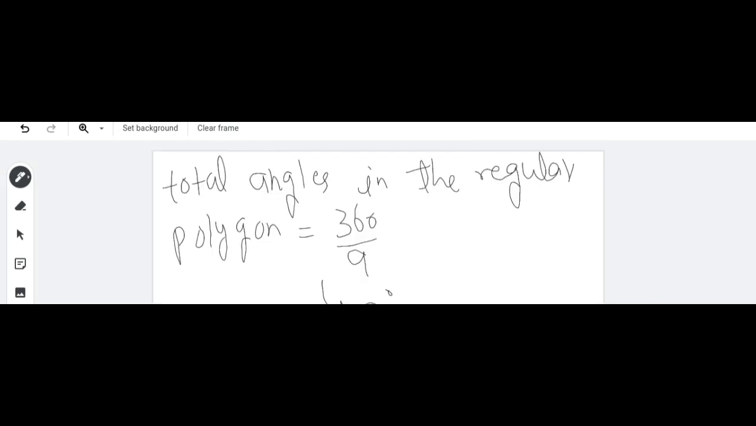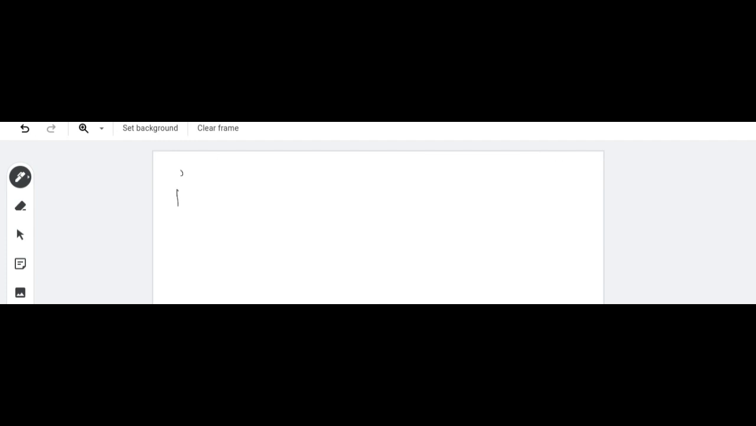Let me finish this. The regular polygon has 9 sides and the sum of its exterior angles is 360 and each angle is 40. Okay, now you can write it down.